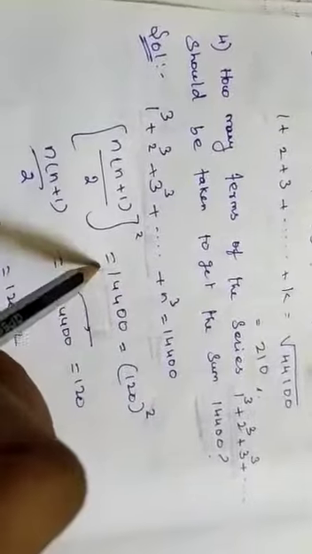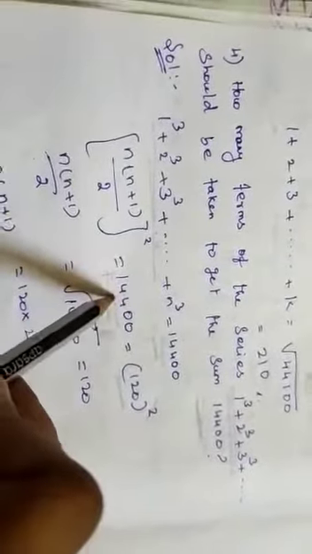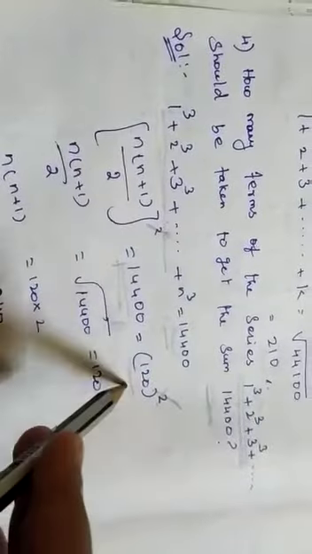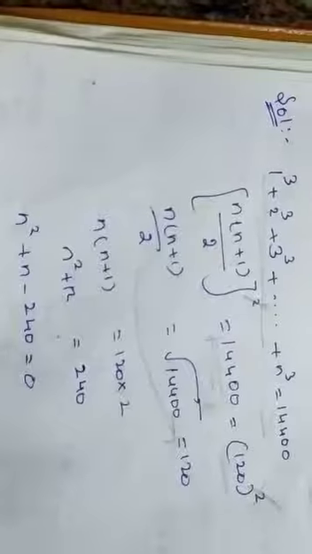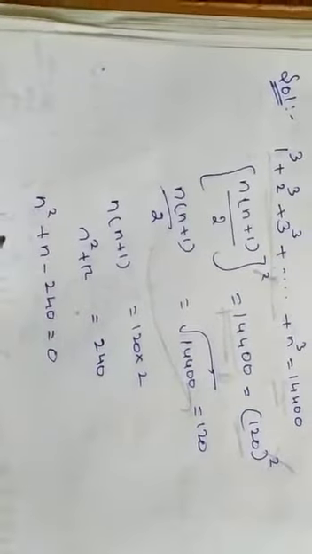So we are substituting it there. You should take the right side in square form, which is 120 whole square, it is 14,400. So now you can cancel the square on both sides. You can see that n into n plus 1 divided by 2 equals 120. Then n into n plus 1 equals 120 into 2. So n square, that is n into n is n square, and n into 1 is n, equals 240. Then take this 240 to this side, it will become minus. Then this is our equation.